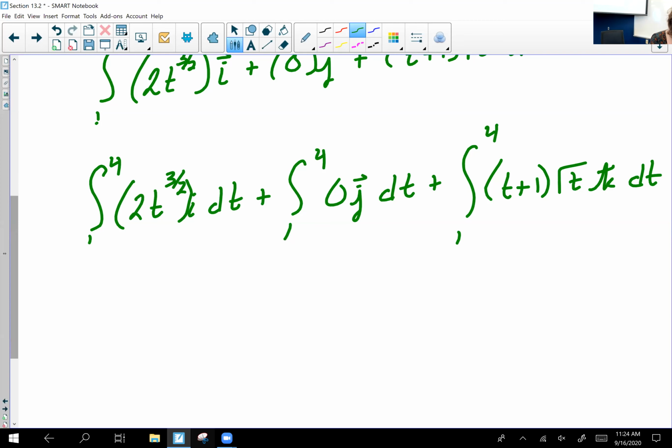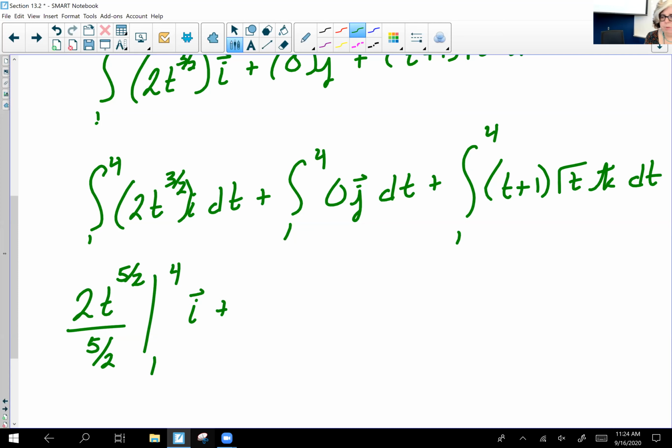The first one isn't going to be too bad. It's going to be 2t raised to the 5/2 divided by 5/2 evaluated from 1 to 4. That becomes my i component. The middle term though, when we integrate a 0, we get a constant. So this is then going to be C evaluated from 1 to 4, and that's going to be my j component.